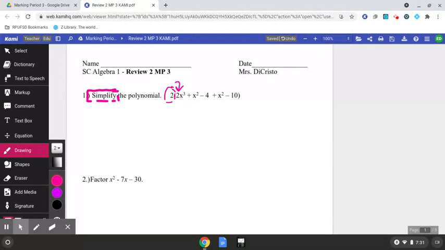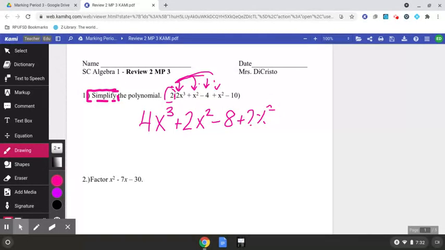And we're going to distribute that 5 times. Every single term inside of that parenthesis must get multiplied by 2. So 2 times 2x cubed would be 4x cubed. 2 times x squared would be 2x squared. 2 times a negative 4 would be a negative 8. 2 times an x squared again would be 2x squared. And then 2 times a negative 10 would be a negative 20.